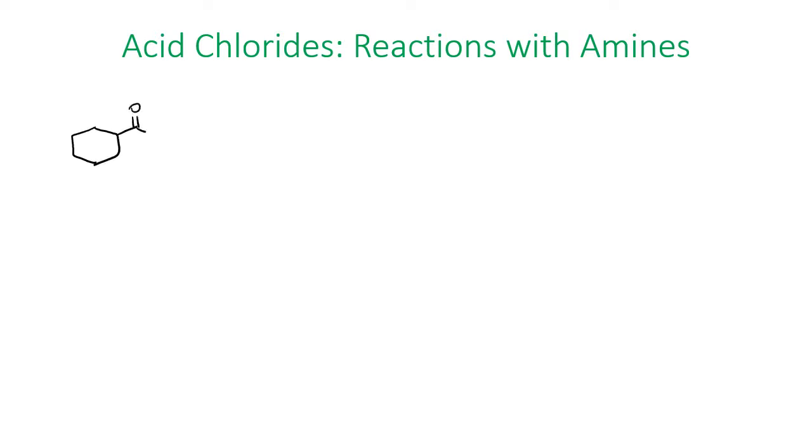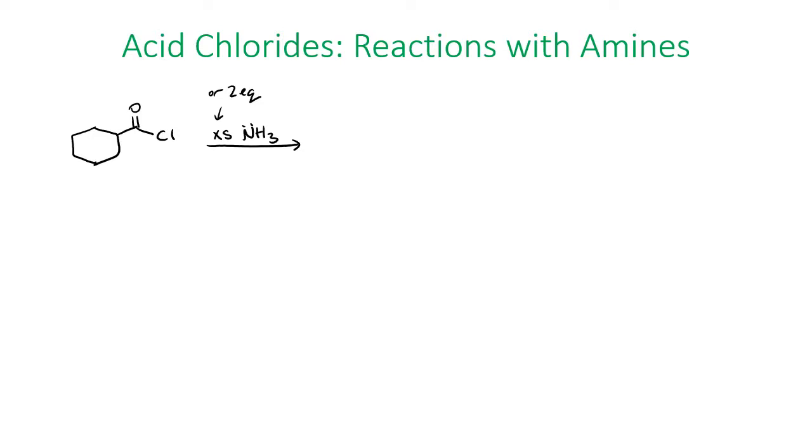So we'll start with the same acid chloride. And in this case, we will use ammonia as our amine. Now, often we need excess ammonia or excess amine, or sometimes it's written as two equivalents. But we'll see why we need the excess amine in just a bit.